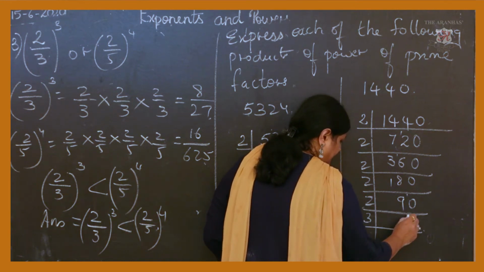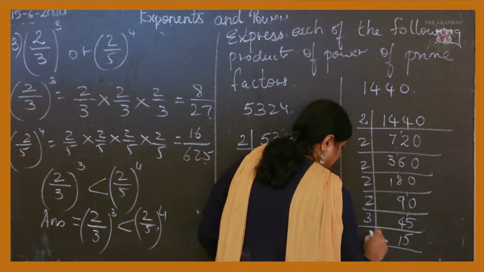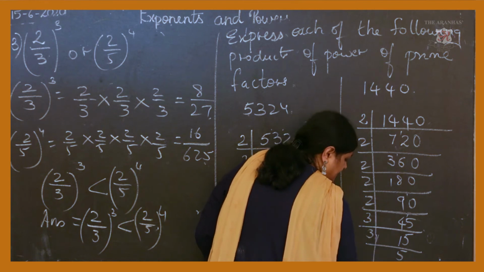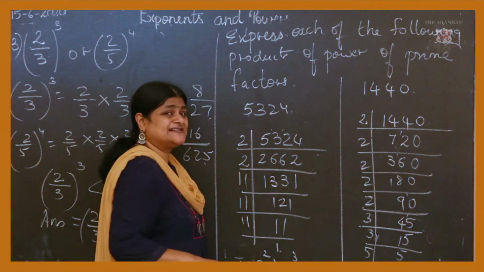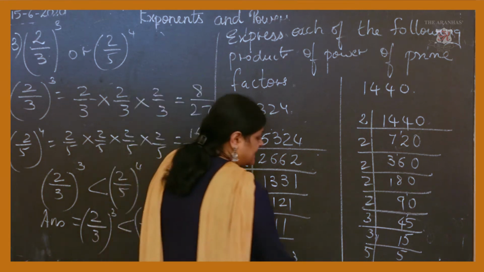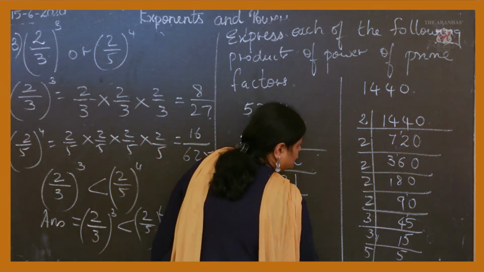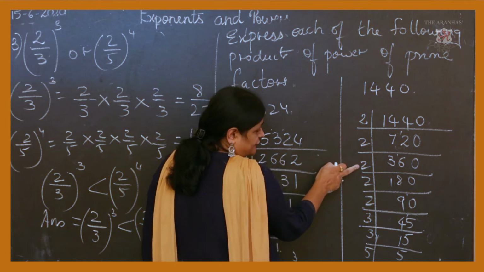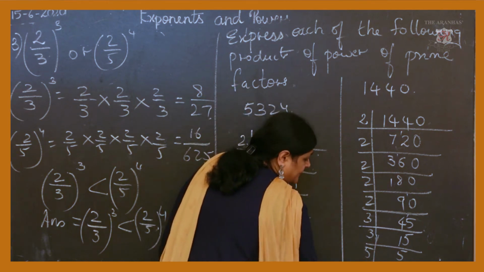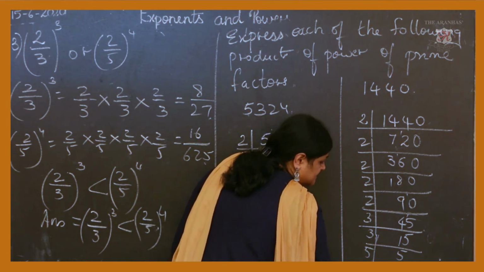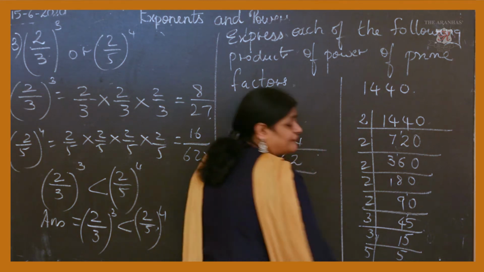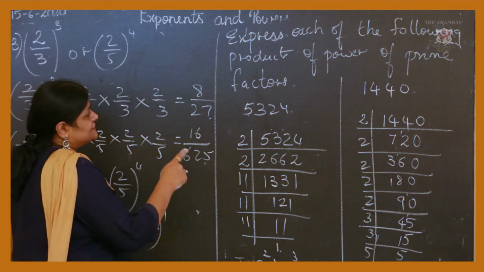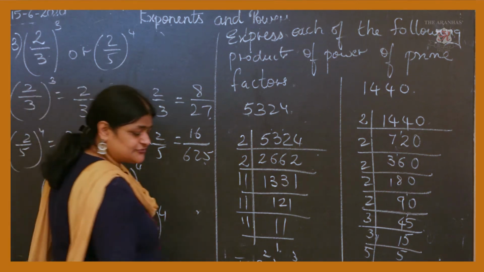3 ones are 3, 3 fives are 15, again 3 fives are 15, 5 ones are 5. After you are doing this by your prime factorization, that is equal to what? 2 to the power of 5 into 3 square into 5. Okay? So this is the way you are going to do it.